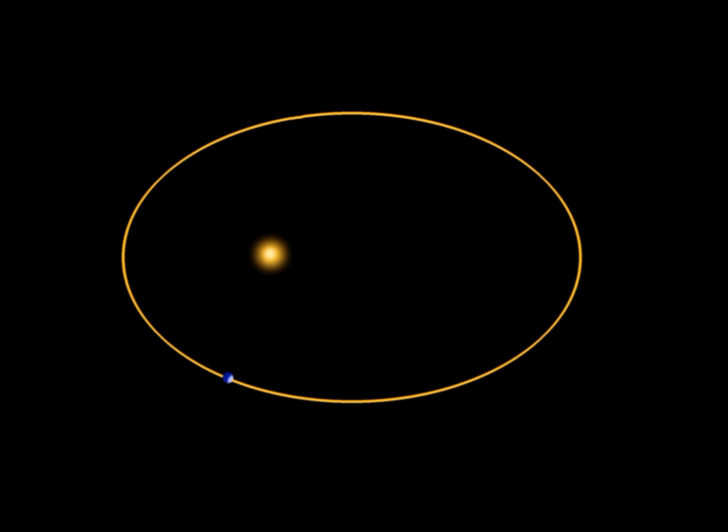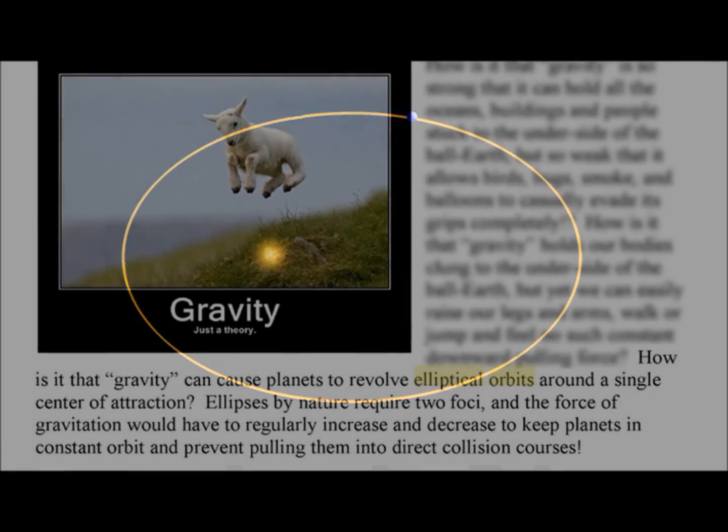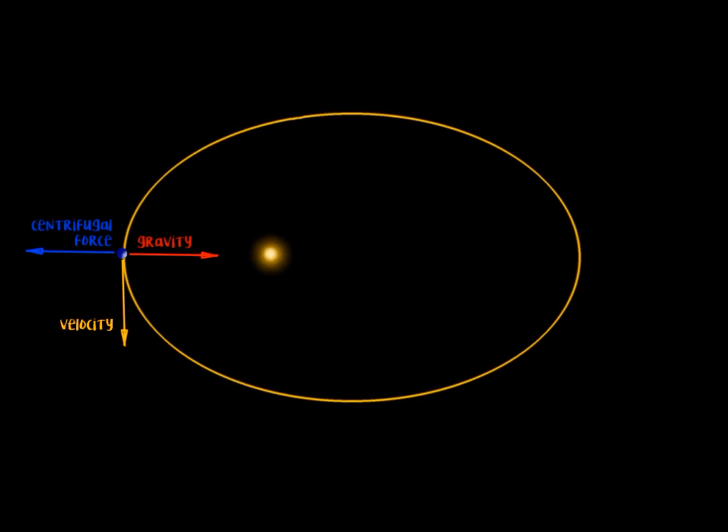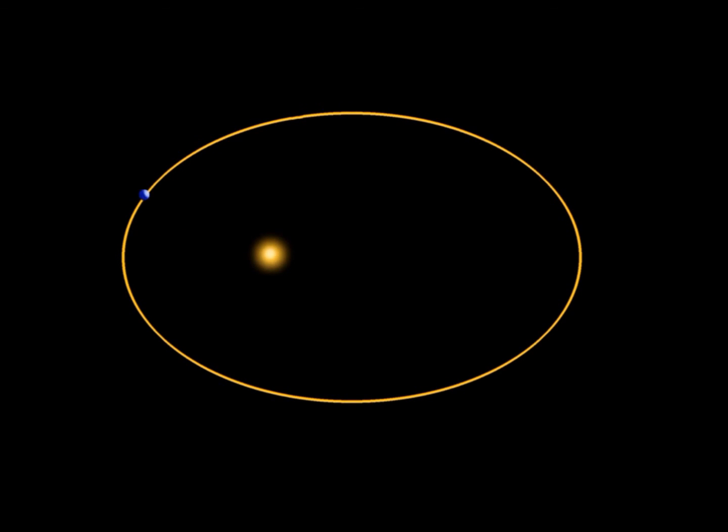At each point in the orbit, they balance the planet out. There is nothing magic about it. It's plain physics. Nature does not need two foci for an elliptical orbit. It just needs gravity and inertia. And when you care to look at the formulae for gravity and centrifugal force, you can easily calculate every single moment of an elliptical orbit.